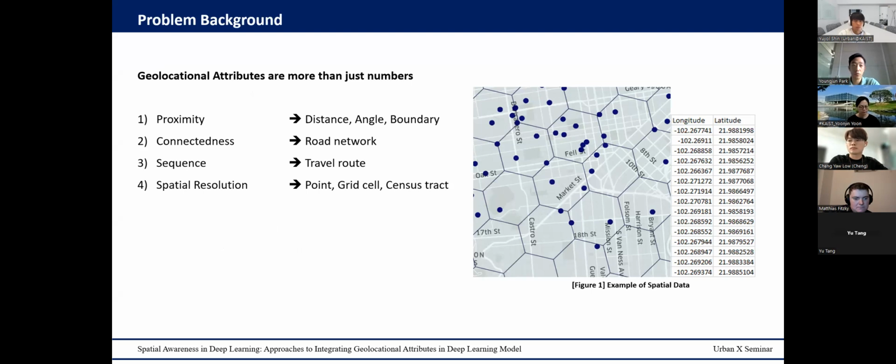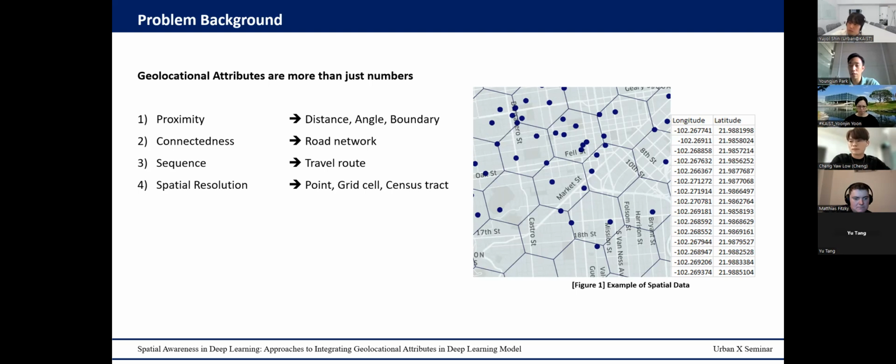Let's look at the significance of geolocational attributes to a deep learning model. These attributes go beyond just numerical values. They provide valuable insights into spatial relationships, such as proximity, connectedness, sequence, and spatial resolution. First, proximity attributes deal with distance, angle, and boundary information. Understanding how objects or locations are related to each other in terms of distance, angle, or direction is crucial for spatial analysis. But often we deal with urban data such as geocoordinates, latitude or longitude. Then we cannot explain proximity well, and we make some mistakes.